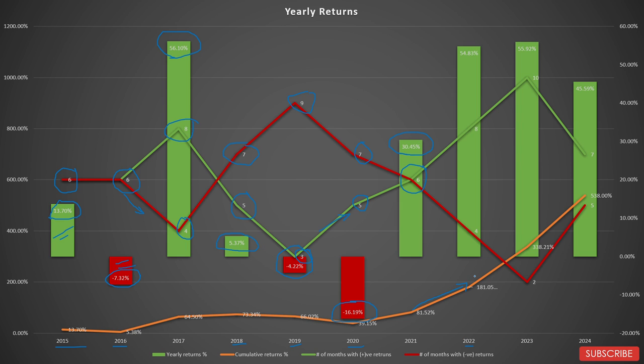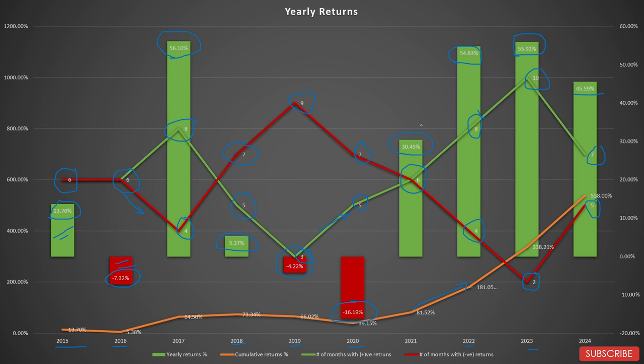In 2022, the situation improved further, and the sector gave positive returns of 54.83%, with 8 positive months and only 4 negative months. In 2023, the situation improved even further, and the sector managed to give returns of 55.92%, with 10 months in that year giving positive returns, whereas 2 months gave negative returns. 2024 too was a very good year for this sector, with yearly returns of 45.59%. 7 months gave positive returns, whereas 5 months gave negative returns.